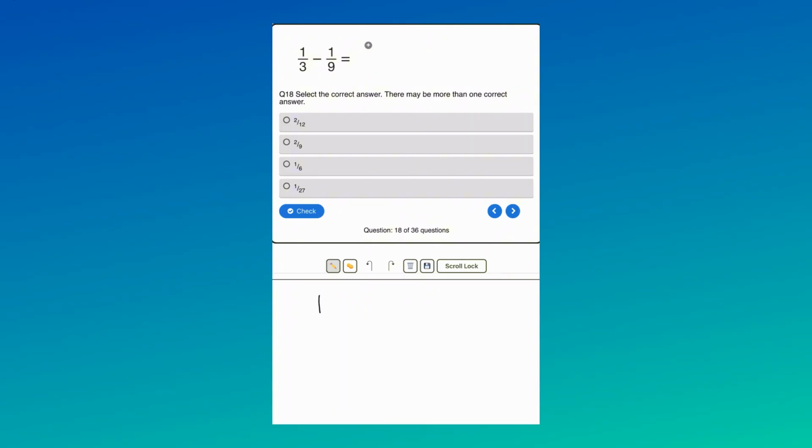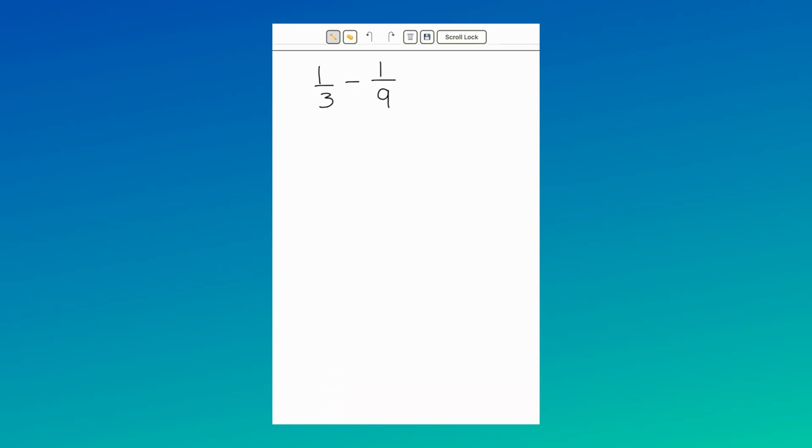Question 18. A third minus a ninth. Now, when you are taking away fractions, you must make sure, like with adding fractions, that your denominators are the same for both fractions so that you can easily add or take them away from each other. So in this case, I can say to myself, well, I know 3 goes into 9 and 9 goes into 9. So I can make my denominator 9 for both of these fractions.